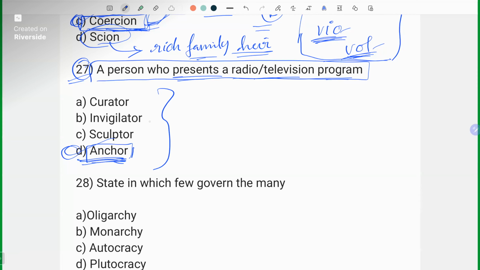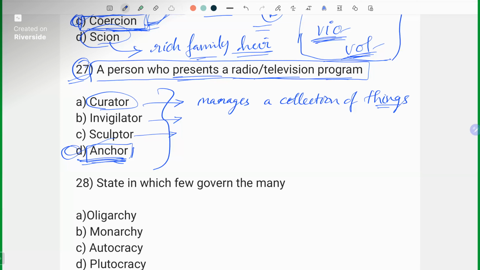Okay. Invigilator we already know. Sculptor means one who sculpts statues. The word curator, where we use it specifically, is for someone who manages a collection of things. If there is a manager or a person who is taking care of a museum or some shop where a collection of things is present, we say curator of the museum. We use curator for that specific management profession.